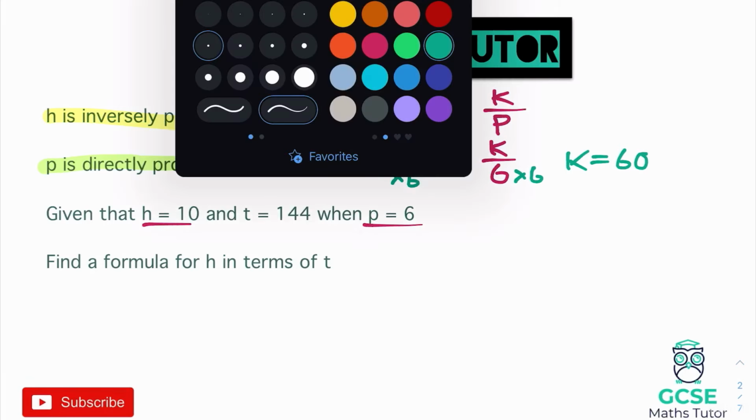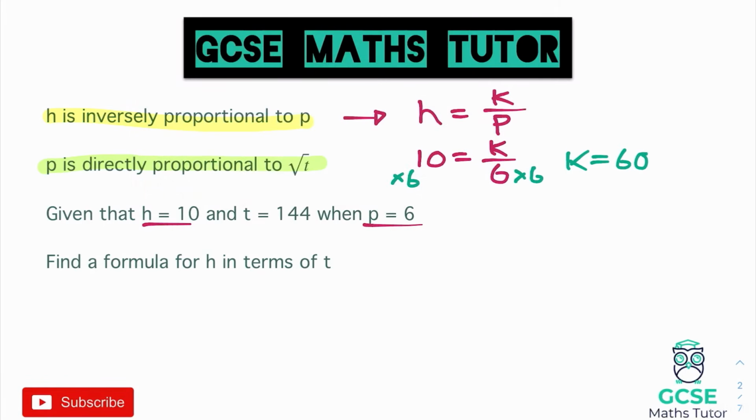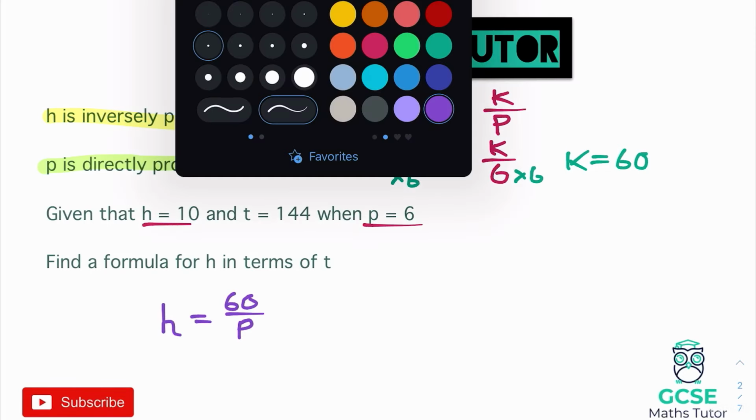And then again we can write our formula for that, so plug in that piece into our formula, and let's bring that down the bottom. We've now got that h is equal to 60 over p. And there's our first one dealt with. Now let's have a look at the next one.